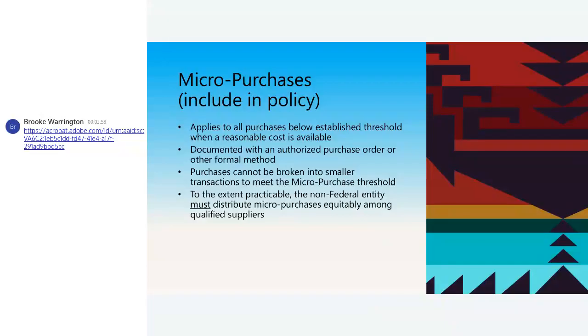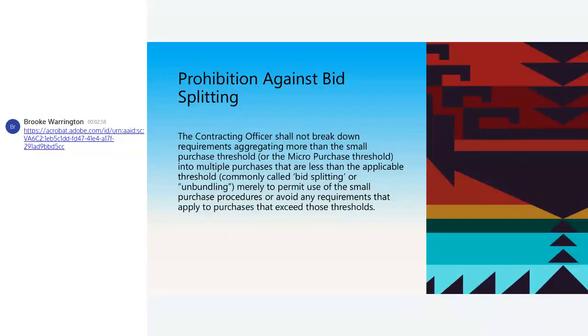To the extent practicable, your non-federal entity must distribute your micro purchases equitably among qualified suppliers. If you have 2 or 3 different sources to get lumber from, lumber yards or whatever, and they are relatively close in price, you don't give all your business to one person. You're supposed to share that among them all. That's just, you know, what they want.